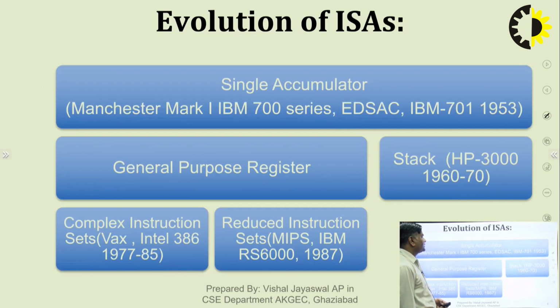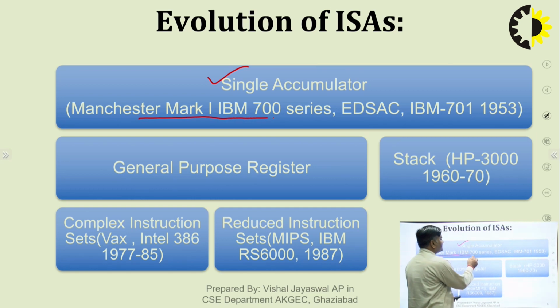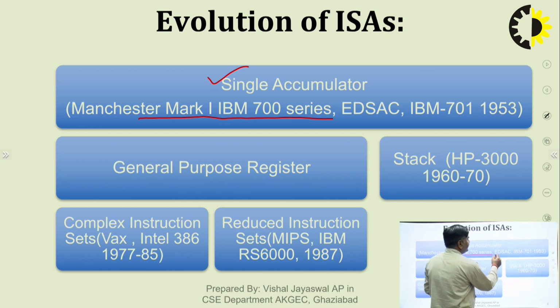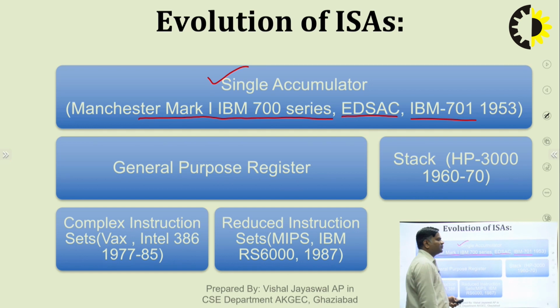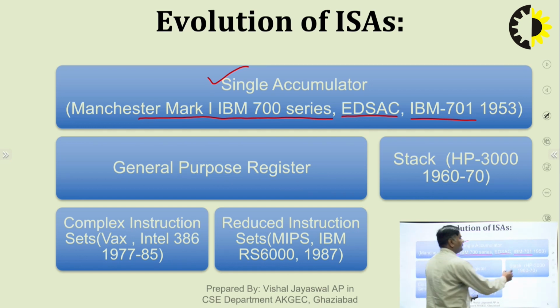Evolution of ISA, instruction set architecture. First, we have the single accumulator, in 1953: Manchester Mark I, IBM 700 series. This is the single accumulator architecture, and EDSAC and IBM 701. These are the single accumulator based computers in 1953.